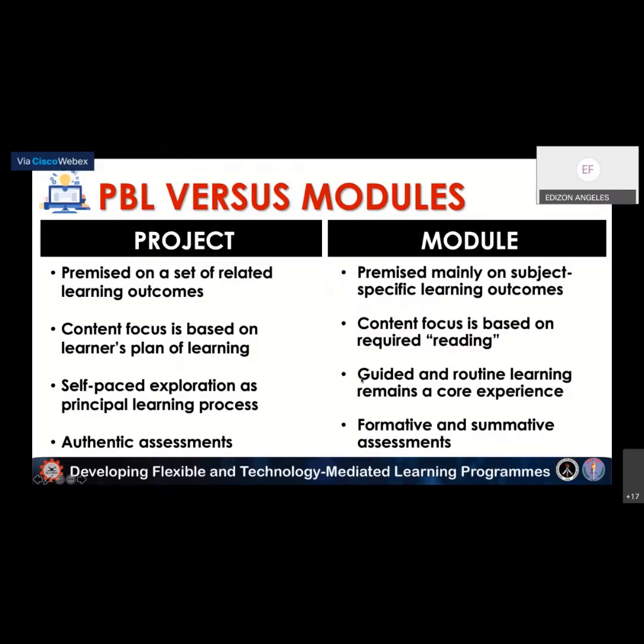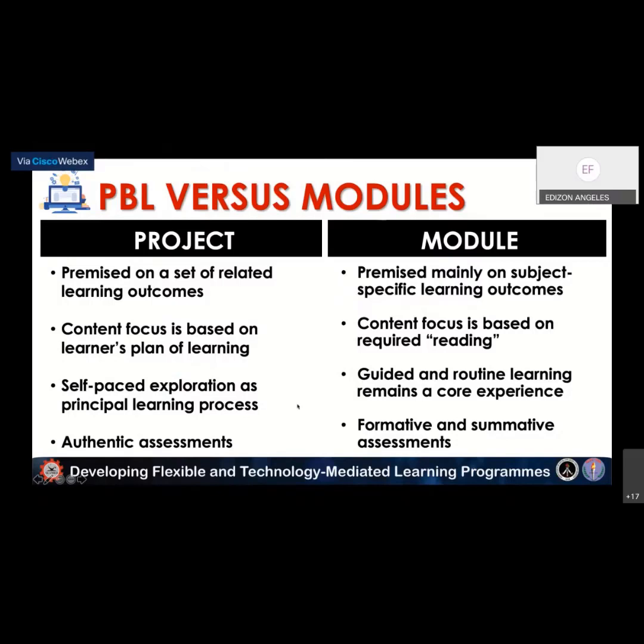A lot of self-paced exploration happens in PBL, while in MBL or module-based learning, you still have a lot of guided and routine learning experiences. PBL is concentrated heavily on authentic and reflective assessments, while MBL is still heavy on formative and summative assessments.